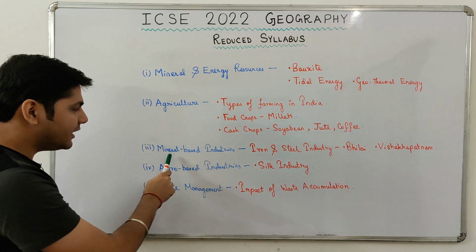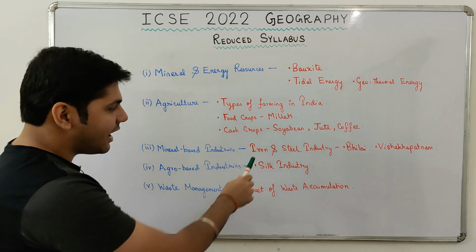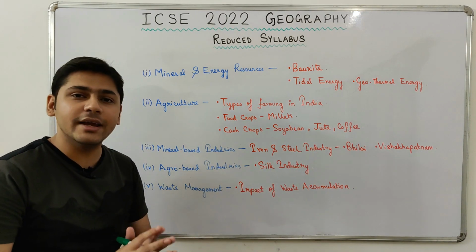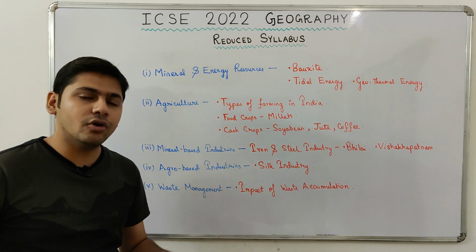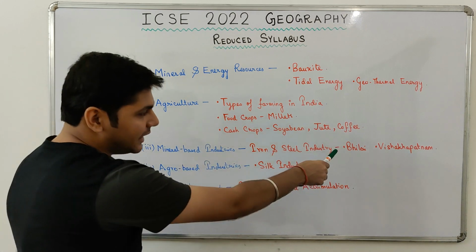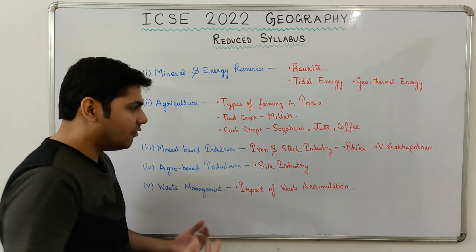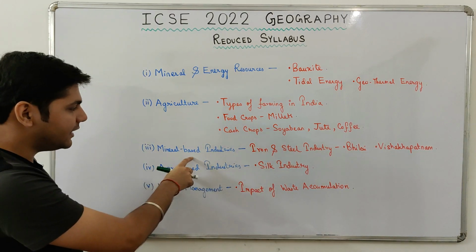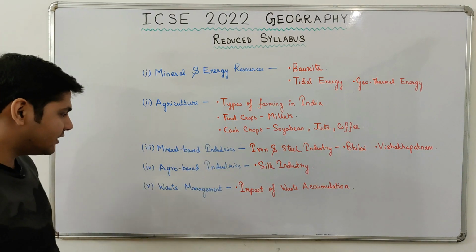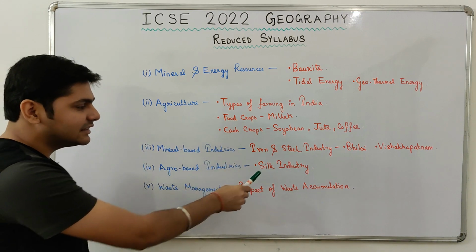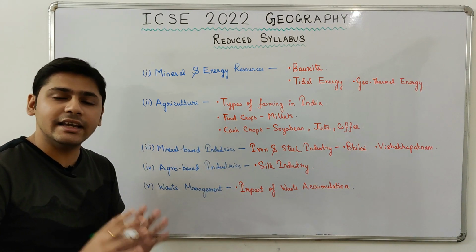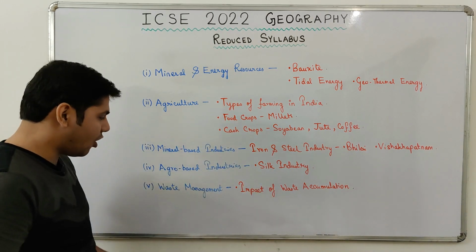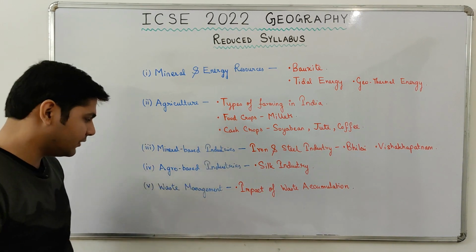Next, from mineral based industries, in iron and steel industry, Bhilai plant and Visakhapatnam plant have been removed completely. So you don't have to study about Bhilai plant and Visakhapatnam plant from the iron and steel industry section of mineral based industries. Next, from agro based industries, silk industry has been completely removed. So you don't have to study about silk industry from agro based industries.